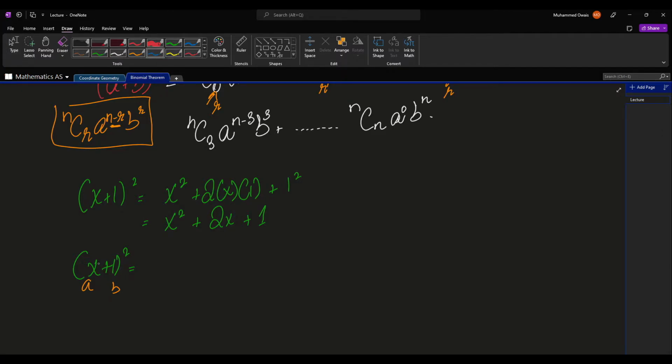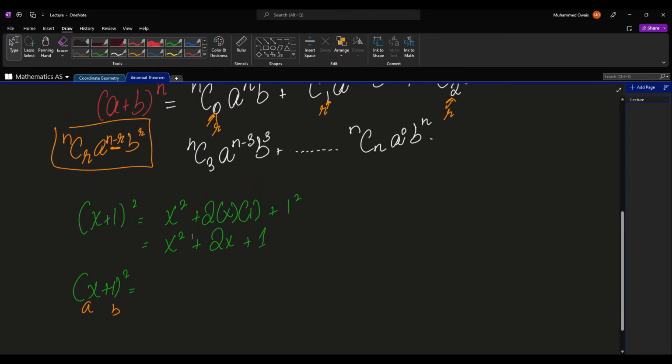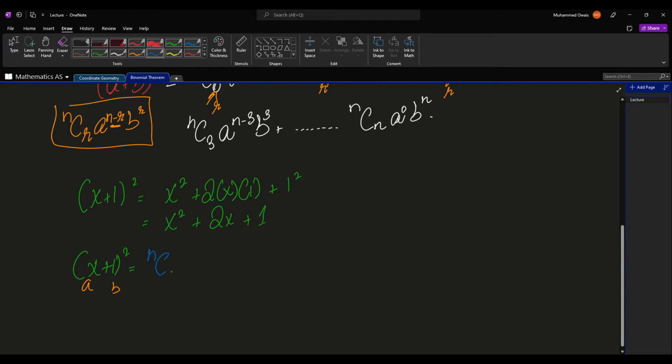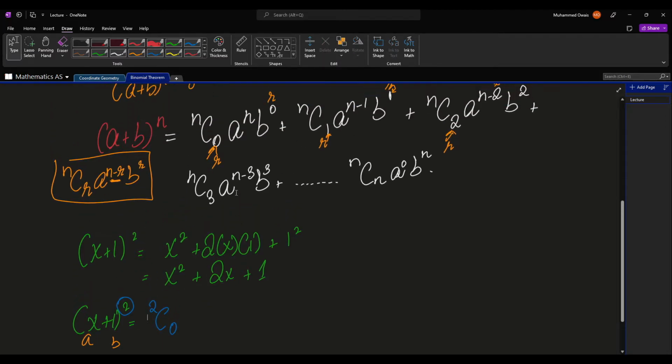Let's say that a, remember as I did above, nC0. What is n here? n is 2. So rather than writing n, I can say 2C0. And now it says a powered n. What is a? x. What is n? 2. So I can say 2. And then b. Here it says b power 0. So what is b? 1. Its power is what? 0.